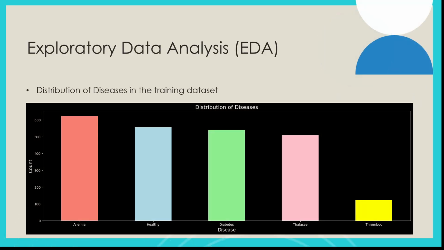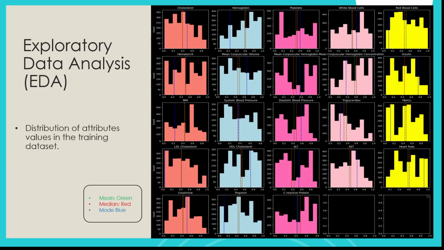Then I did some EDA. First, I plotted the distribution of diseases in the training dataset. As we can see, the data is balanced except for the thrombotic disease. Then I did a plot of all the values of the attributes in the training dataset. As we can see, the mean is the dashed green line, the median is the dashed red line, and the mode is the dashed blue line.